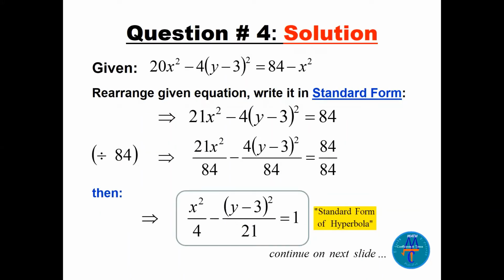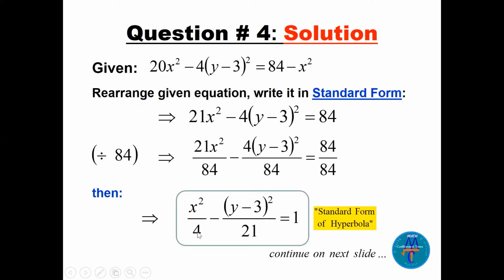Okay, what we'll do, I will take the x squared from the right side here, take it on the left side. You see this x squared? So it becomes 21x squared minus 4 times y minus 3 squared is equal to 84. Now let's divide by 84, divide by 84, divide by 84, because we have to make this number 1. So y minus 3 squared over 21, and here we have x squared over 4. That's the equation. This is the standard.